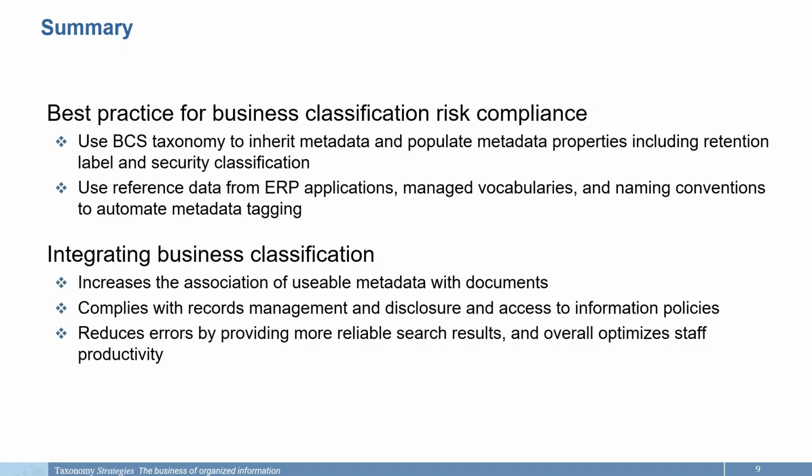To summarize, this paper discussed best practices for business classification risk compliance. I discussed how a business classification schema taxonomy inherits metadata and populates metadata properties hierarchically. I described how the business classification schema taxonomy includes the retention label and the security classification that ultimately applies to documents in the document management system.